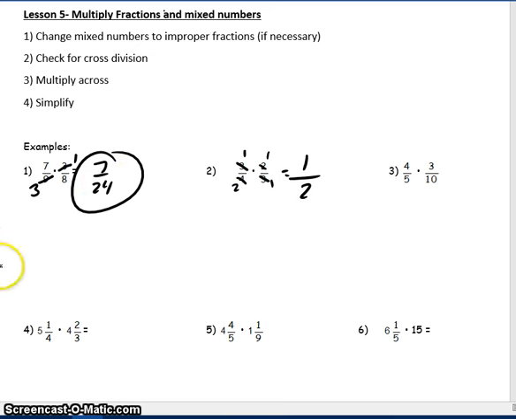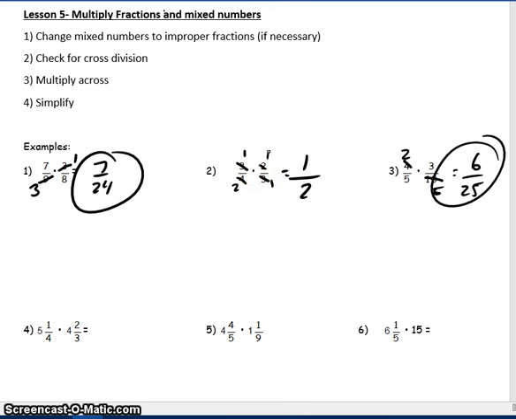All right. Let's try number 3 here. It's not in the improper fractions because I don't have any mixed numbers. Cross division? Yes. Now, who fits into 4 and 10? 2 does. 2 fits into 4 2 times. 2 fits into 10 5 times. Now we can multiply across. 2 times 3, 6. 5 times 5, 25. 6 25ths. There we go. We've got it.